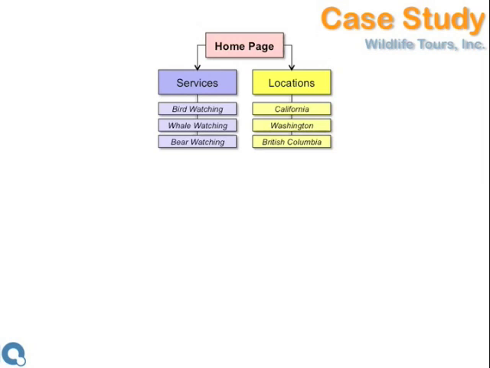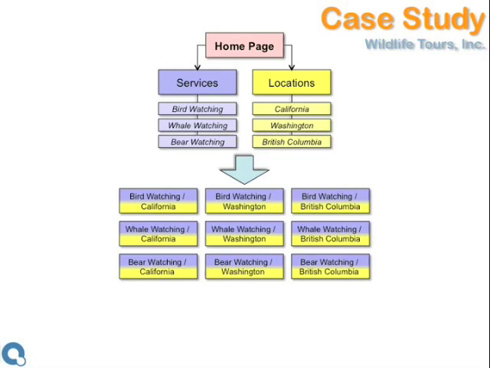So what does their site look like? Well, from their homepage, they have access to a variety of pages detailing the services that they offer: bird watching, whale watching, and bear watching. And they do it in different locations. They have California, Washington, and British Columbia as the markets in which they operate. Because of this structure, they effectively have a matrix in which every service and location combination could be potentially represented.